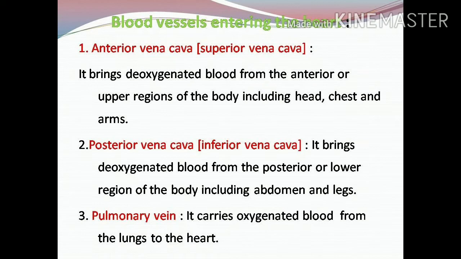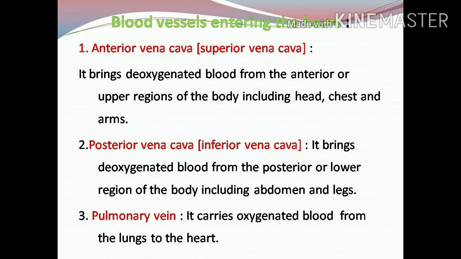Next, posterior or inferior vena cava. It brings blood from the posterior or the lower region of the body, including abdomen and legs. Here, posterior means inferior. It also carries the deoxygenated blood from the abdomen region as well as the legs region, and it pumps that deoxygenated blood into the right auricle or atrium.